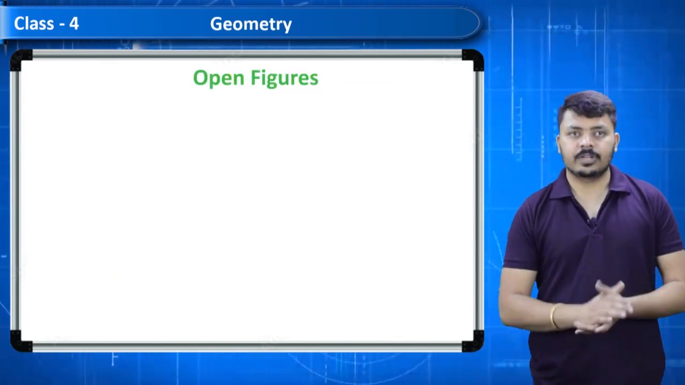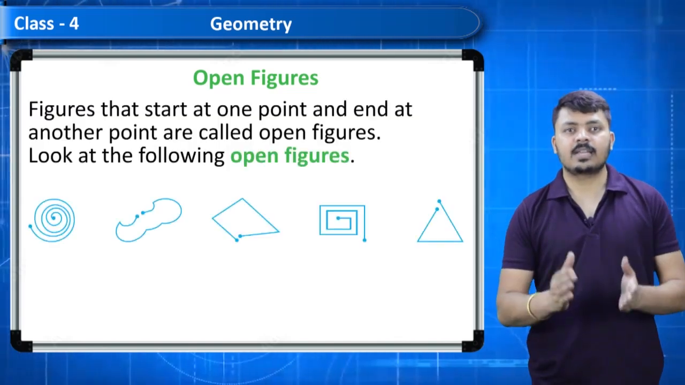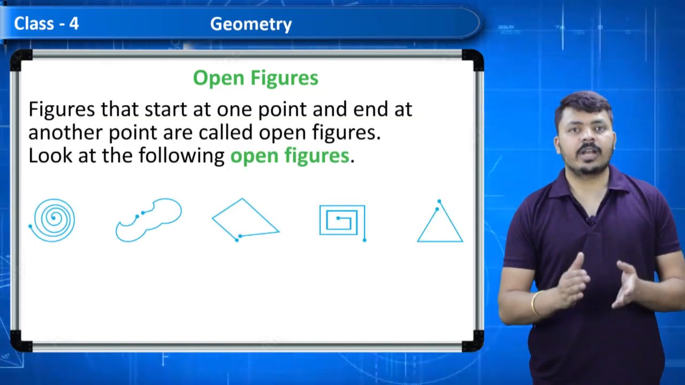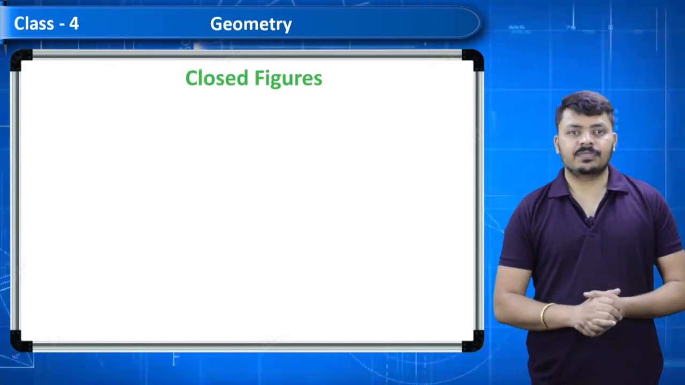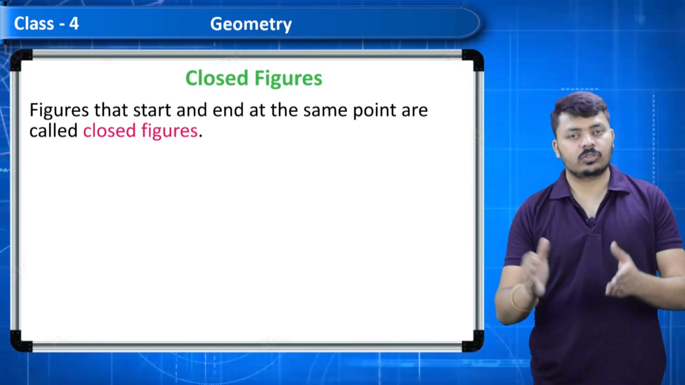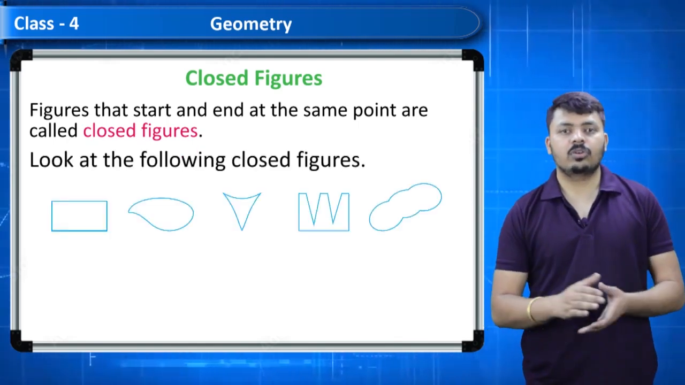Open and closed figures. Figures that start at one point and end at another point are called open figures. Look at the following open figures. Closed figures. Figures that start and end at the same point are called closed figures. Look at the following closed figures.